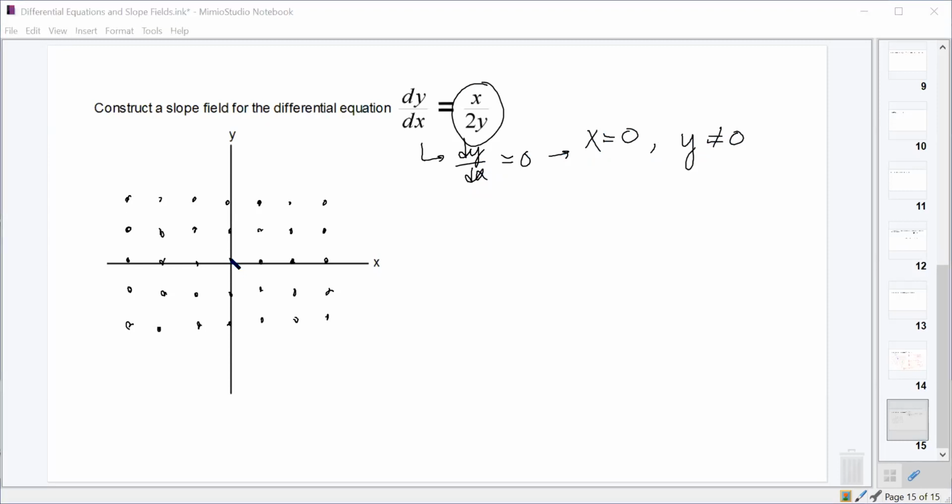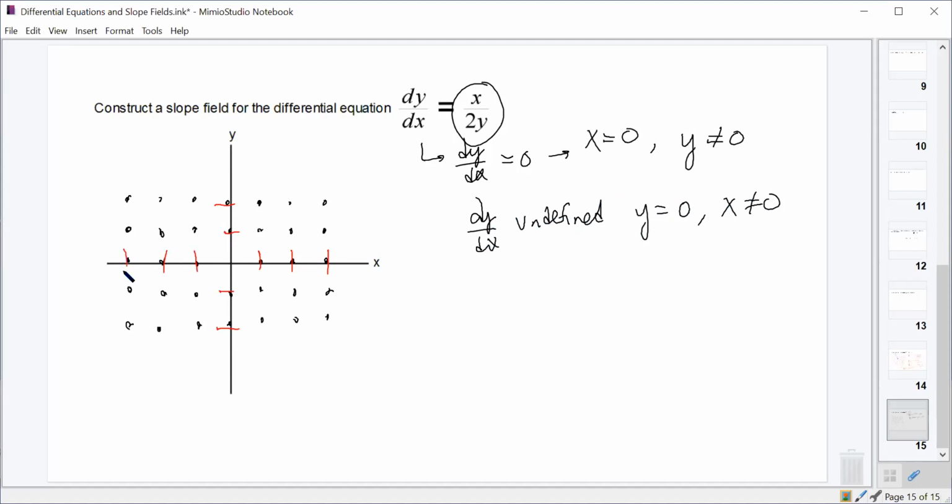So here's a place where x is 0, but y is 0, so that doesn't work. But x is 0 and y is not 0, sorry, be those ones. And what would make it undefined? If y was equal to 0, but x was not equal to 0. So these values should be vertical or have undefined slopes. Good?